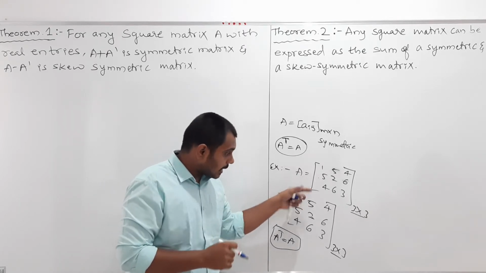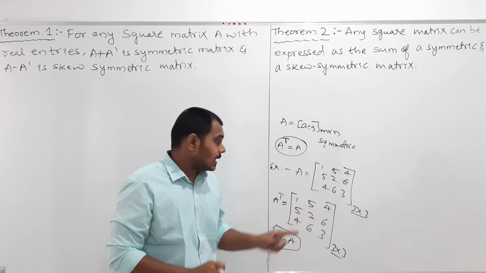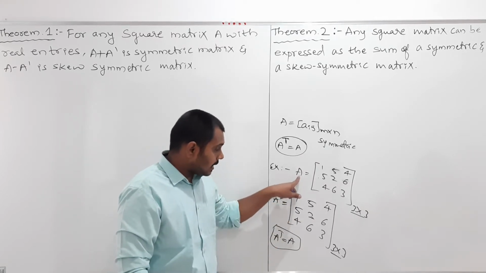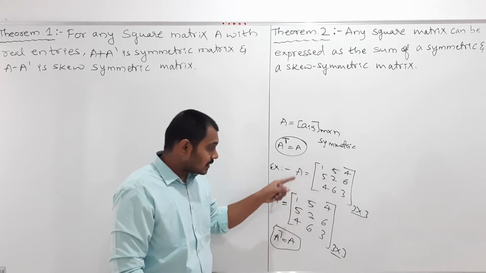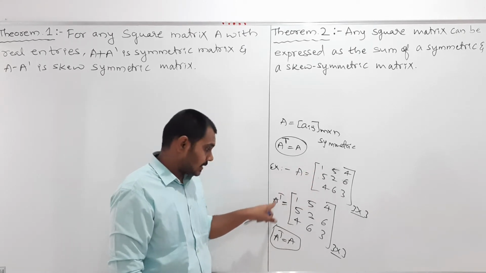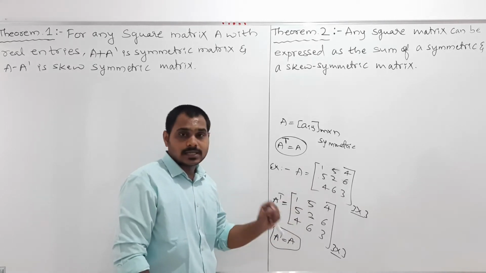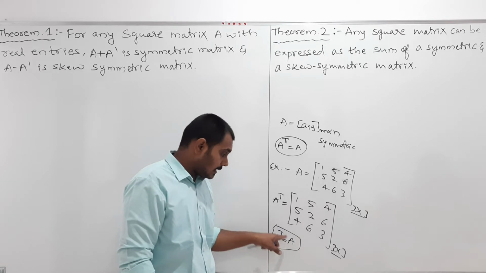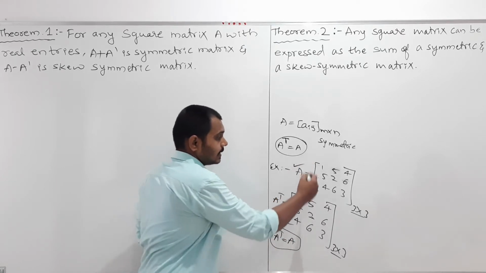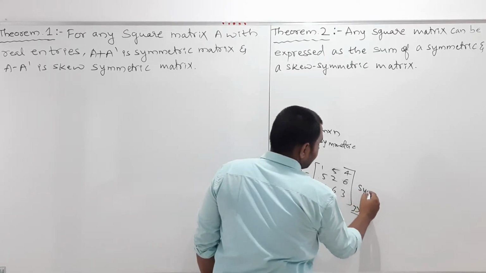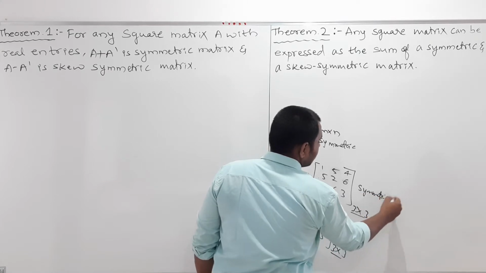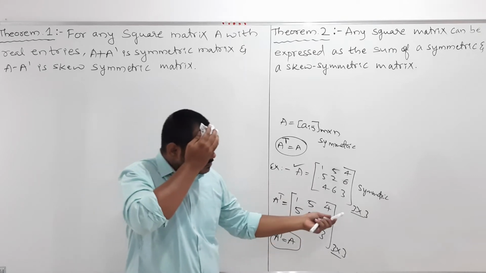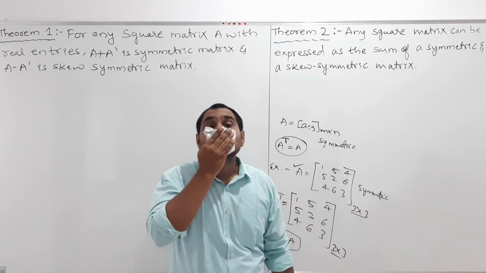Yes, by observing this, I can say yes, A is a symmetric matrix, because after taking the transpose of this matrix, that is A transpose, these two matrices are equal. So therefore, we can say that A is a symmetric matrix. Clear? My dear students, this is the one definition we discussed in the previous videos.